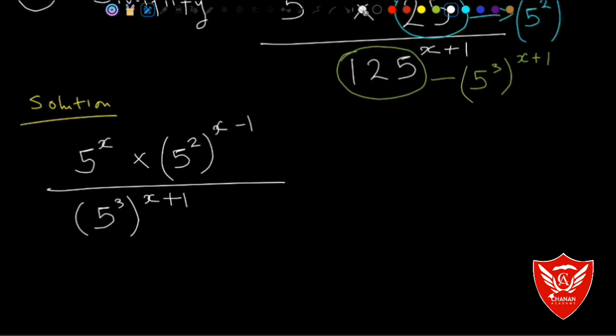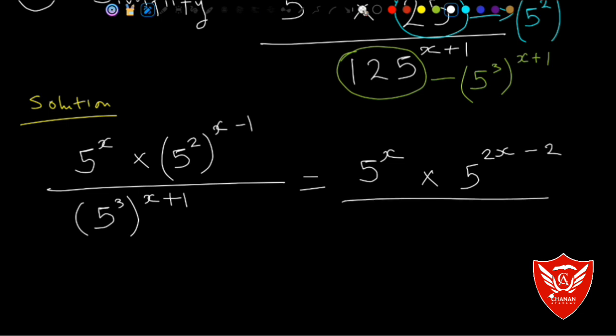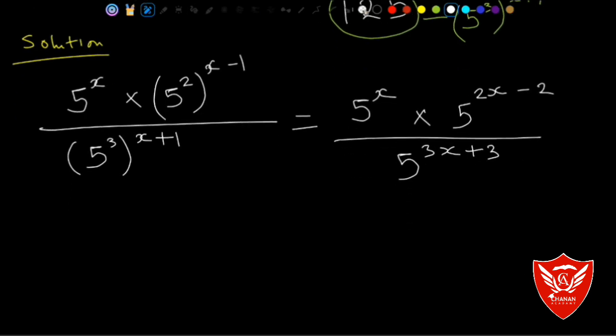Okay, from this point, we can open the bracket. So let's open each of the brackets. This is then going to be equal to 5 raised to the power of x multiplied by... Now, when we open the bracket, we're going to multiply the power. It becomes 5 raised to the power of 2x minus 2 all over 5 raised to the power of 3x plus 3.